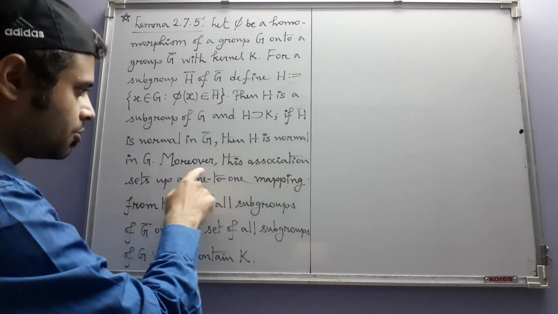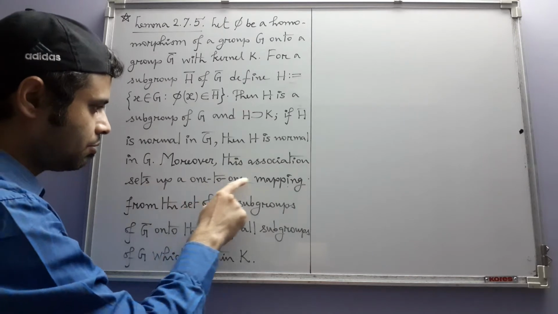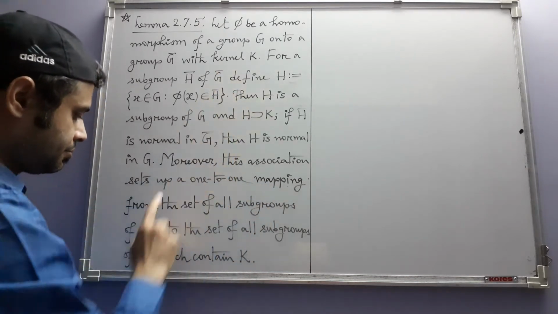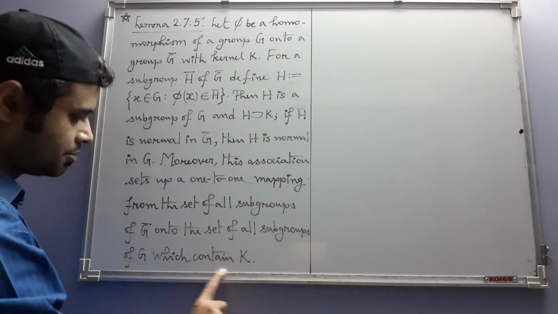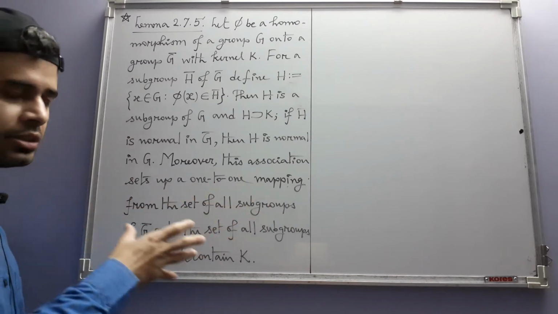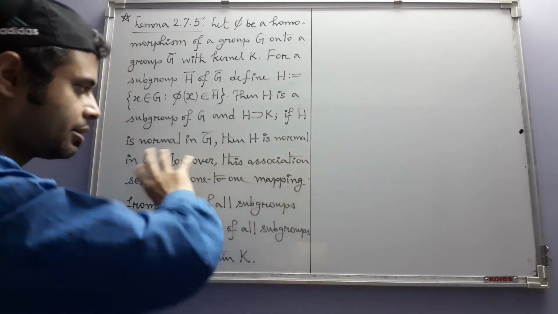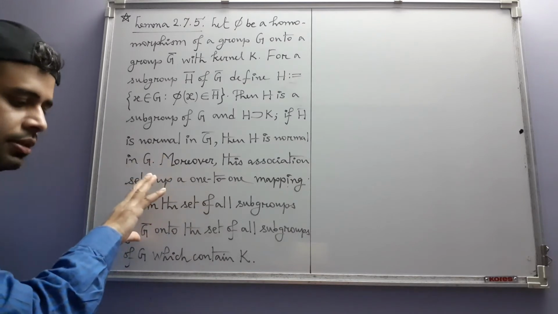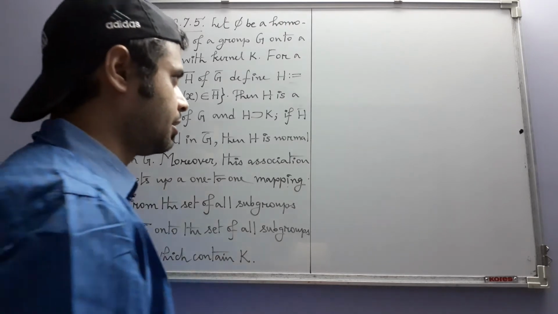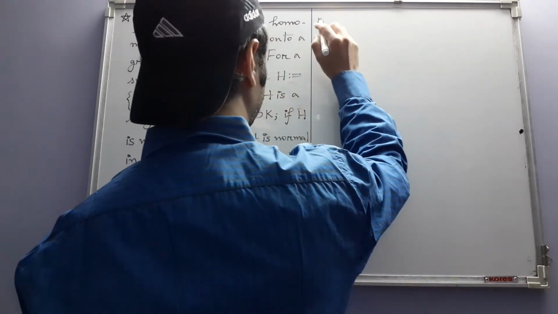So the author says, moreover, this association sets up a one-to-one mapping from the set of all subgroups of G bar onto the set of all subgroups of G which contain K. So this is the correspondence between subgroups of the second group and subgroups of the first group containing K. So let us see how one can prove this. The proof is quite straightforward. You just have to go through all the things, verify each one of them one after another, and the proof will be over.